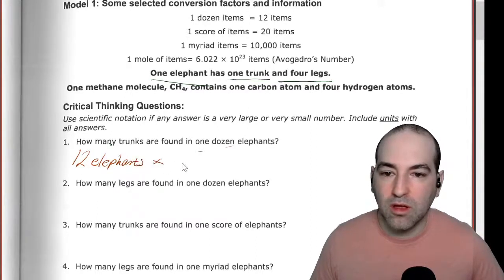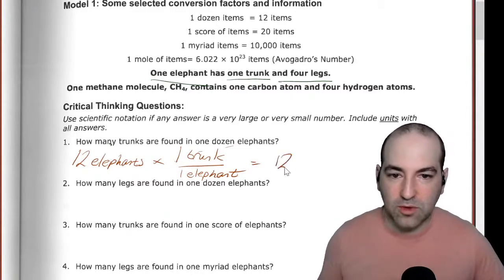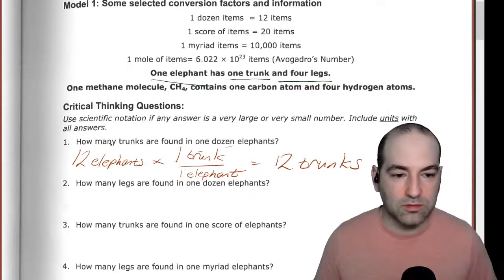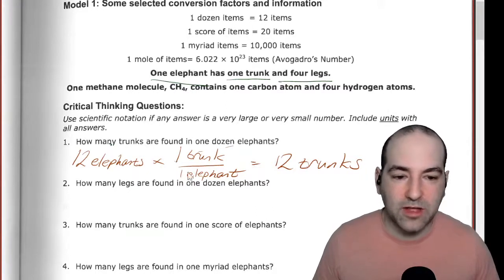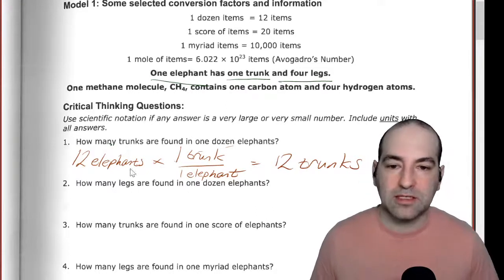And there is 1 trunk per each one elephant. And so that would be 12 trunks total. Right? If you've done something called the factor label method of conversions in the past, that's what's happening here.